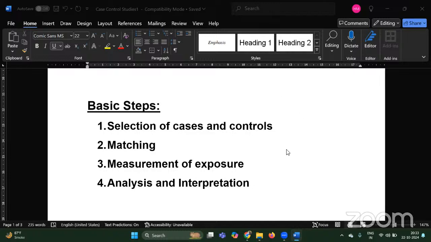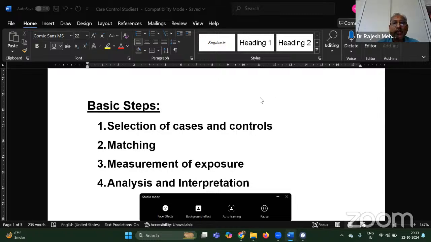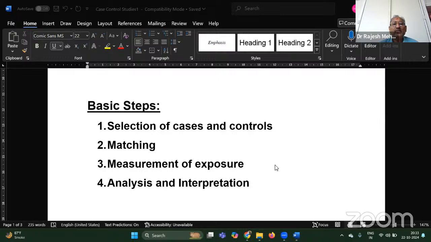Now, typically, while we are taking these basic steps, let us say that we take an example of dengue. Dengue cases are there, and also controls, those who are not suffering from dengue. In this case, we should take care that matching is there when you take controls, right?